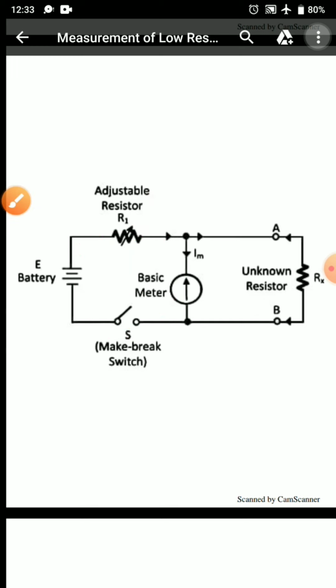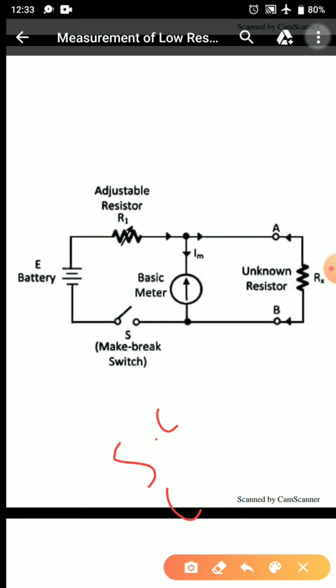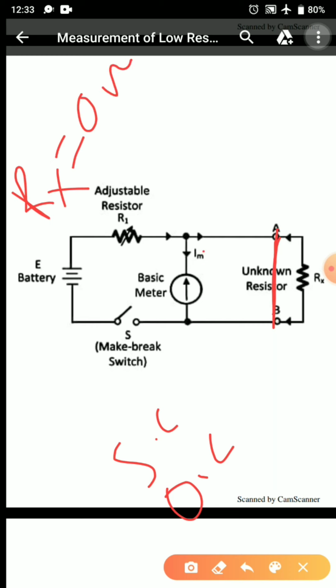As in the previous case, I am having two conditions, short circuit and open circuit. Now when the terminals AB are short circuited, what will happen? It means that the resistance value is 0 ohm. When the resistance value is 0 ohm, no current will be flowing across the meter. Why? Because of the short circuit, all the current will flow across this path. Therefore the meter current value is 0.